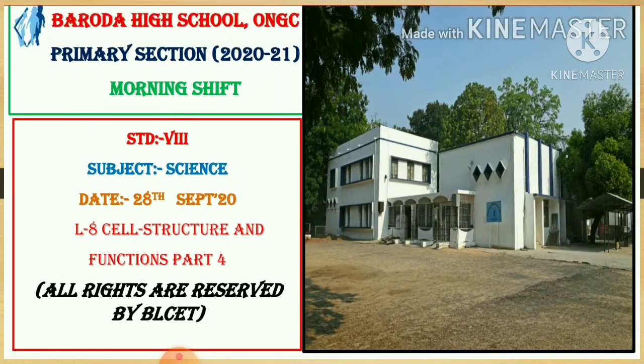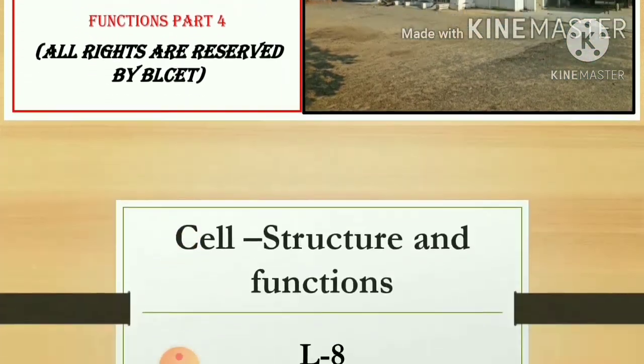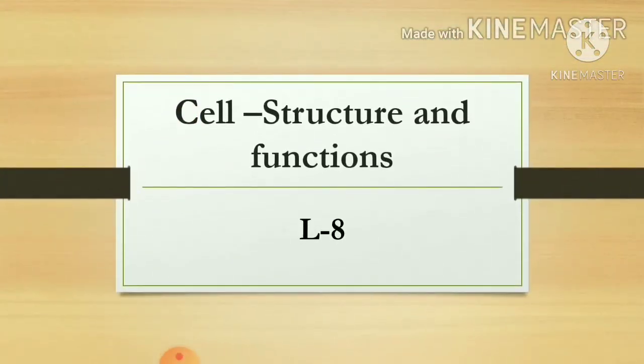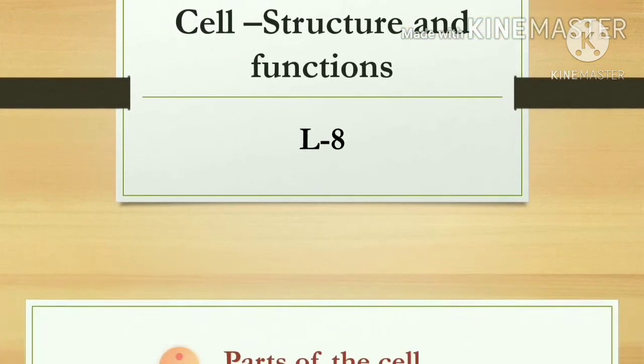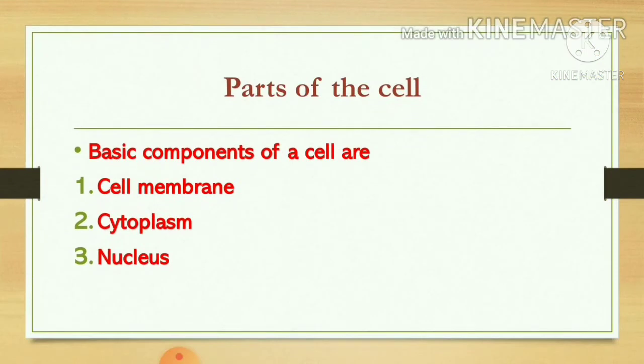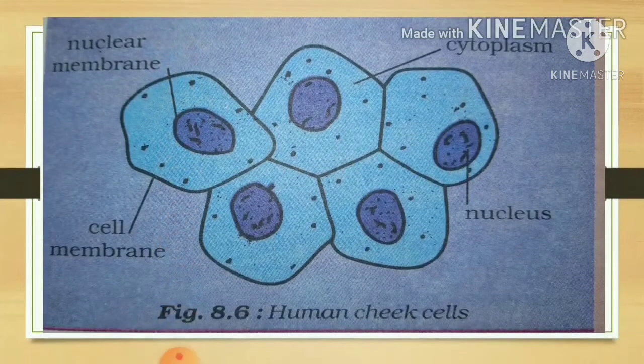You can refer to your textbook page number 93 and go through the chapter for better understanding. So the structure of a cell basically contains three main components: cell membrane, cytoplasm and nucleus. Let us understand them one by one.